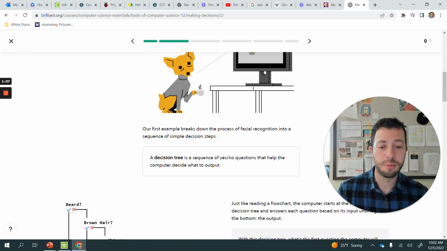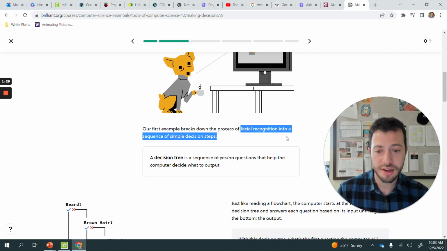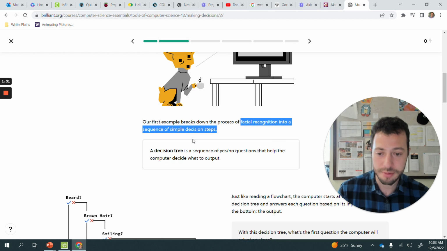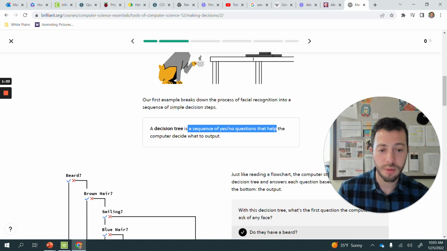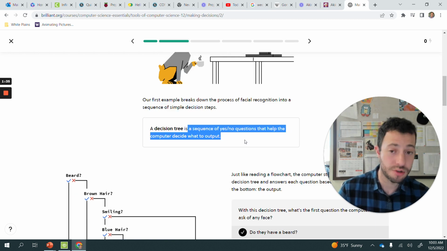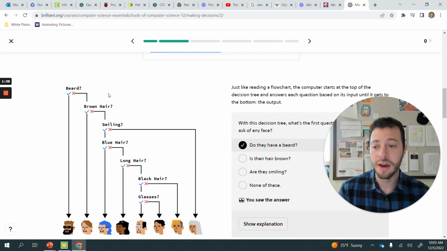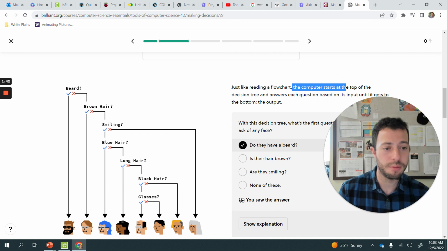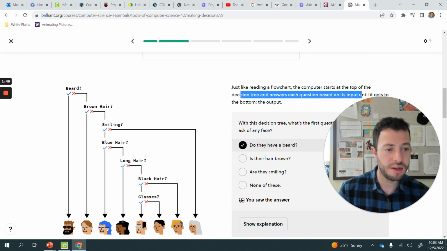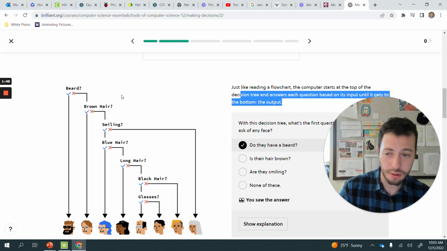So our first example breaks down the process of facial recognition into a sequence of simple decision steps. A decision tree is yes or no questions that help the computer decide what to output, like what is the thing. Okay, so we see this decision tree over here. Just like reading a flowchart, the computer starts at the top over here and then answers each question based on its input until it gets to the bottom, the output over here.